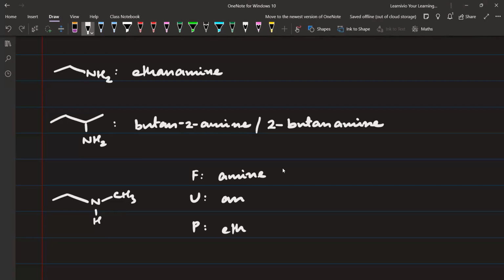Now whatever is left after the identification of functional group, unsaturation, and parent is the substituent. So we can see that this part is left. That is the CH3 that is left. So that is going to be the substituent, so that is going to be methyl.